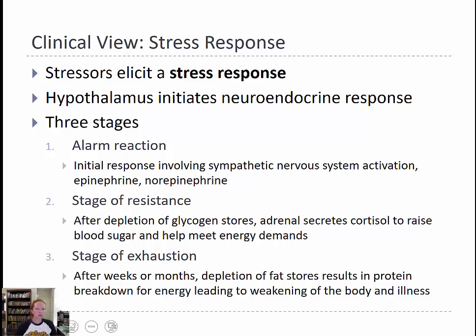The first kind of stage of the whole stress response is going to be something called an alarm reaction. An alarm reaction is going to be that initial response. And usually it's going to be these very quick, not immediate, but the first exposure to the stress. Let's say that you're about to take an A&P test, or really any test that you're nervous about. This alarm reaction is going to kick in because of that stress.